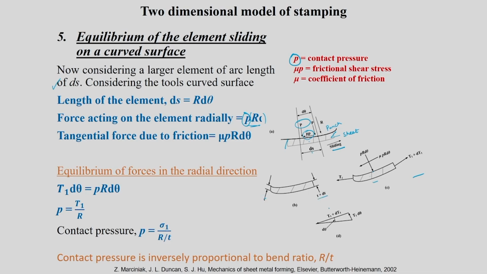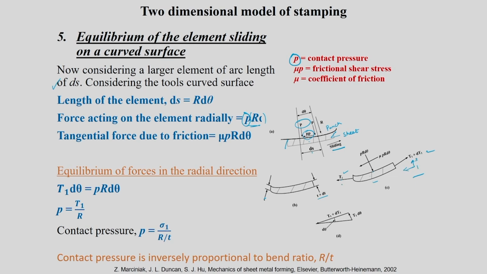There is some small change, and because of that there will be some change in tension, T1 plus dT1, along one direction. T1 is the major tension, and there will be some change in tension, T1 plus dT1. This is along one direction, and this is the third direction. So all are plotted here.